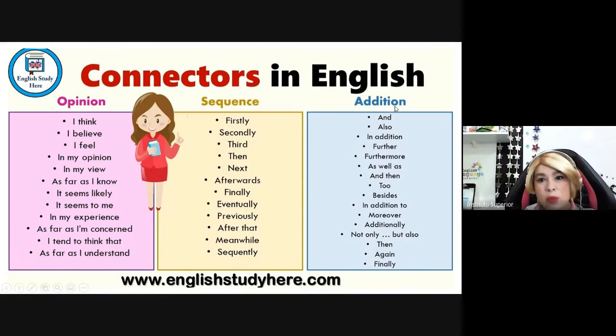I think the addition connectors are really useful when you are writing, because you are trying to expand and support your paragraph with more and more ideas. Also the sequence ones. And of course, I gave you the opinion ones because those are the ones you will need to use in your opinion paragraph. Remember, for this class, you have to write 2 descriptive paragraphs and 1 opinion paragraph.